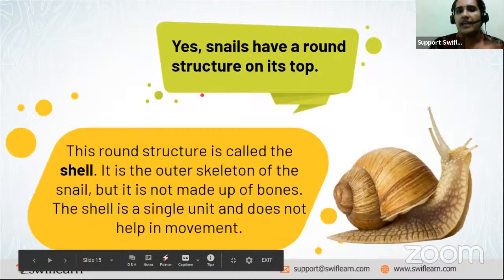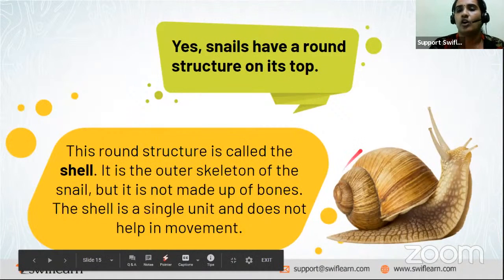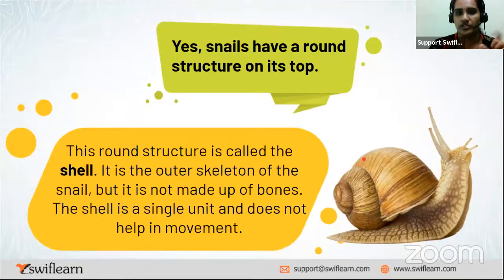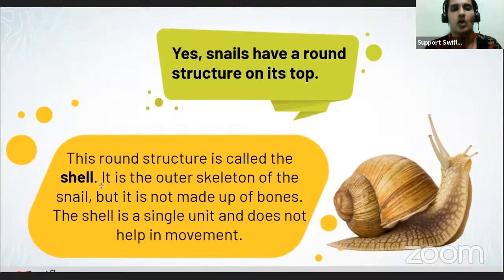A snail has a round structure on its top. You can see it here. What is the name of that? This round structure is called the shell. Understood? So the round structure is called the shell.